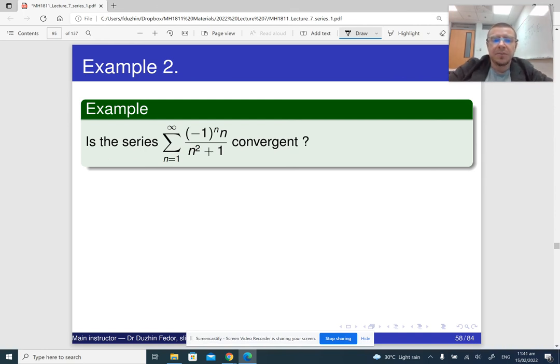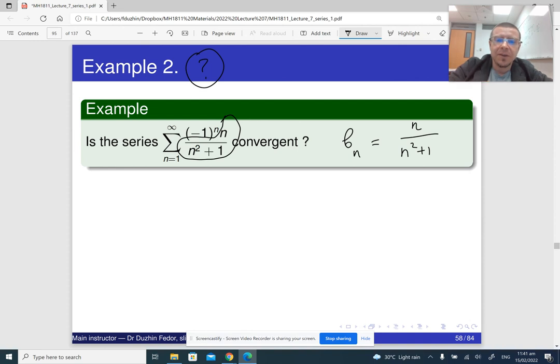So here is another example. Again, what we need to do is look at the series without the (-1) to the power n part, and we denote the remaining part by bn. So bn is n over n squared plus 1. To prove that the series converges, we need to check two things.